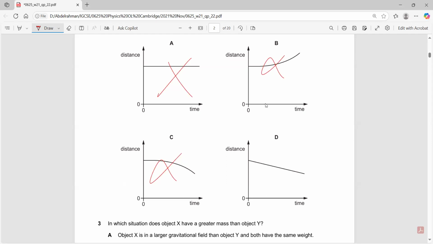D would be the correct answer, even though this graph is technically wrong because the distance cannot decrease. Instead of writing down distance, you should have written down displacement. Okay, displacement. But the distance shouldn't decrease. But this is the only correct answer.